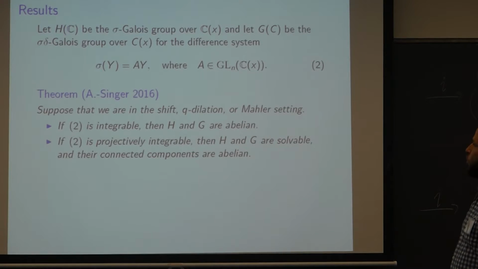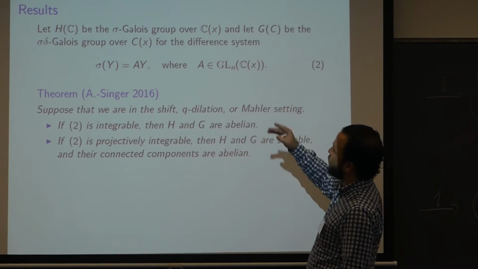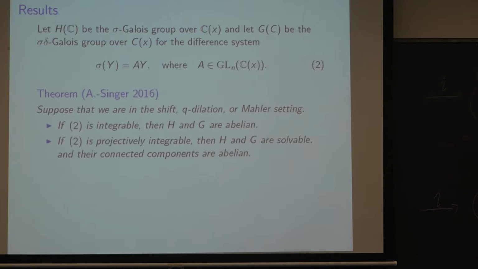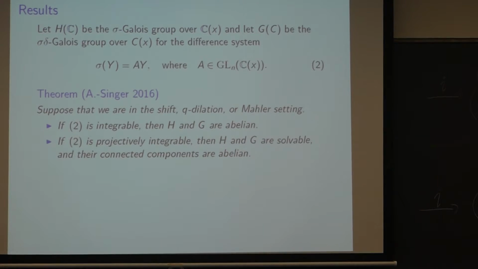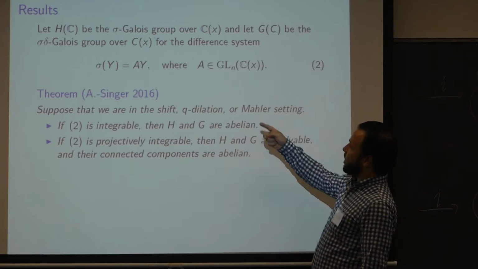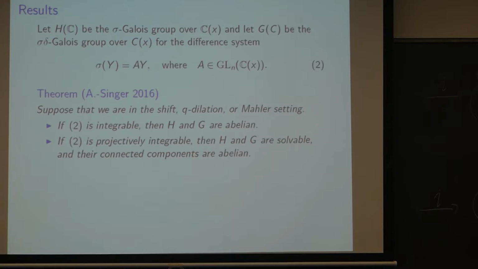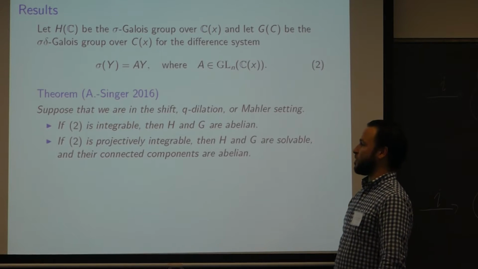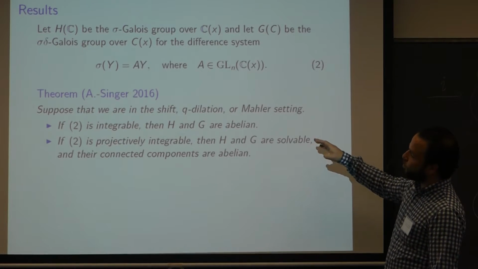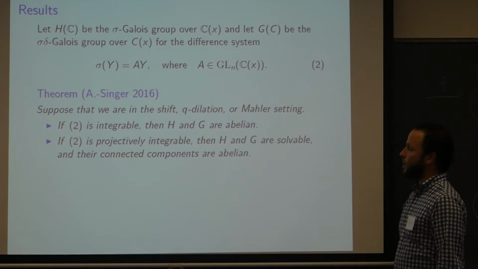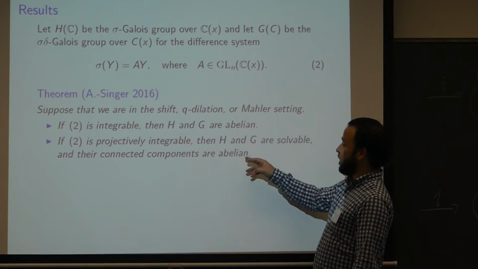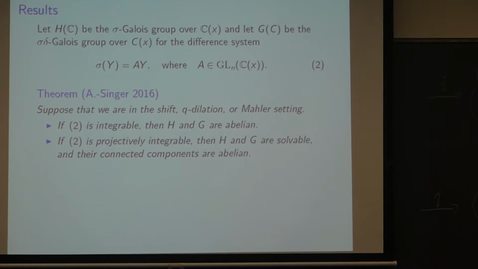So let me write down what our result is. If your equation is defined over the field of rational functions, and sigma is any of the operators that I described before, the shift, q-dilation, or Mahler, then if the system is integrable, that forces both Galois groups to be abelian. That's huge and unexpected. If the system is only projectively integrable, then the groups aren't necessarily abelian anymore. In some sense, they often are, but they are guaranteed to be solvable. And in fact, in the shift case, they are still abelian for projectively integrable difference equations as well.